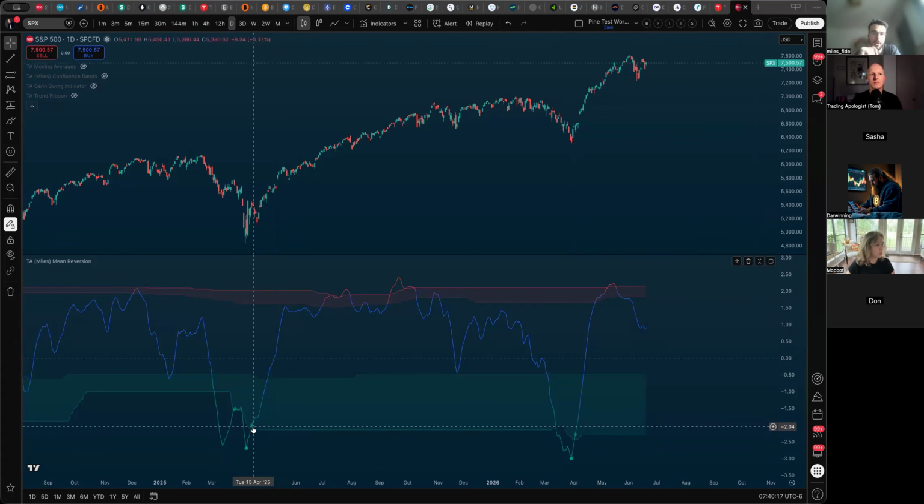We are now no longer meeting the requirements to print a mean reversion dot, right? So this is basically telling you that we are no longer hot. We are no longer going to stay in this area. It's likely that we are now heading back to the center, right? So it's just letting you know conditions are no longer met for mean reversion.